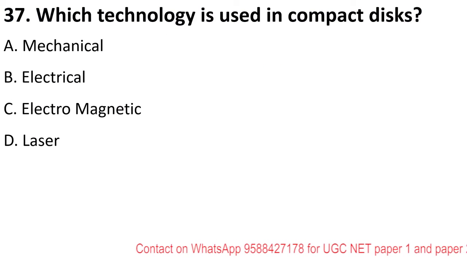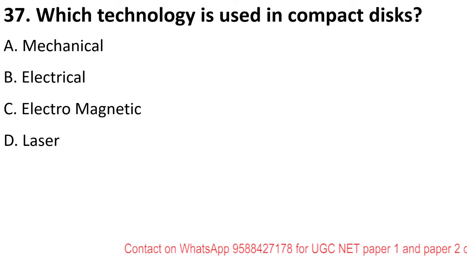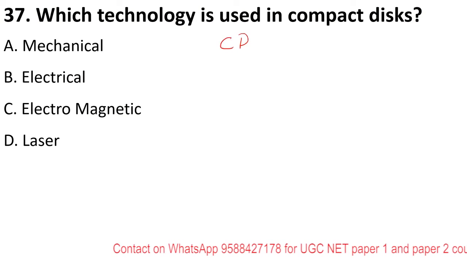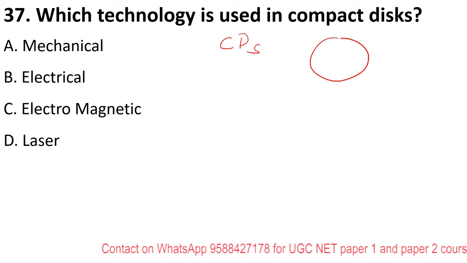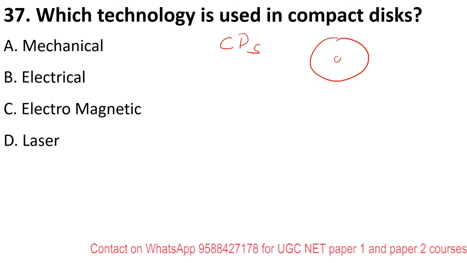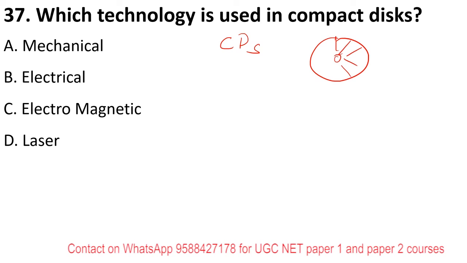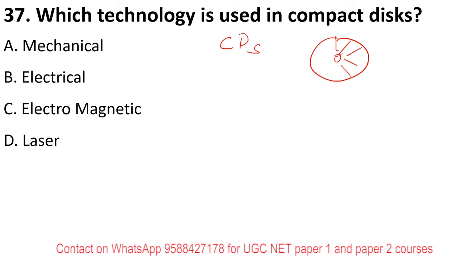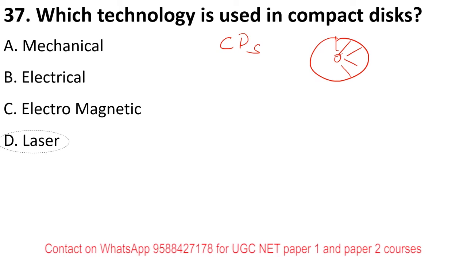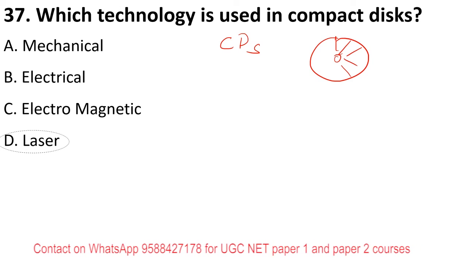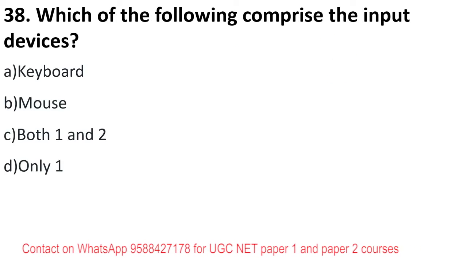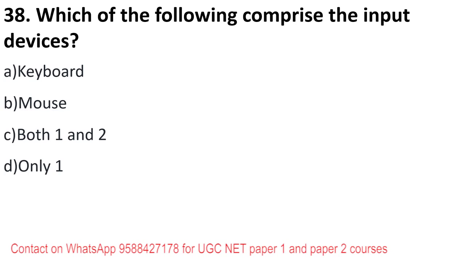Next is, which technology is used in compact disc? Compact disc means CDs that we use. Everybody knows CDs. There are different tracks and sectors inside a CD. So the technology behind the compact disc is laser. That is why it is called optical storage. Okay, remember this.